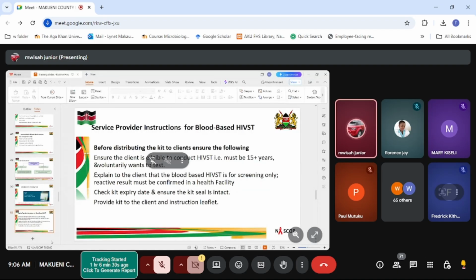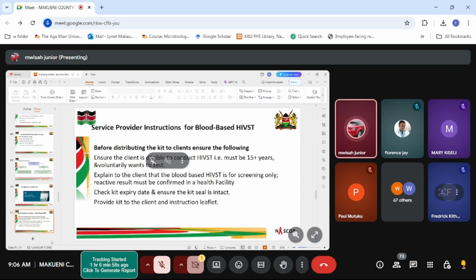Service provider instructions for blood-based HIV self-test. Before distributing the kit to clients, ensure the following: that the client is eligible to conduct an HIV self-test. That is, they must be 15 years and above and voluntarily want to test. Don't issue to those 15 years and below. It is 15 years plus.